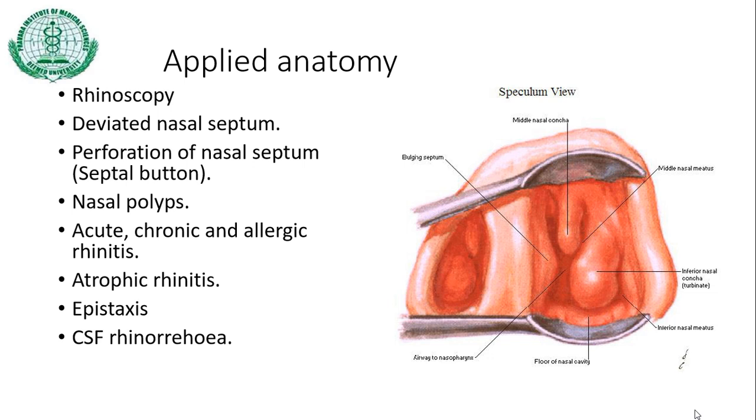Then CSF rhinorrhea. Here, if there is trauma, then the protective fluid of the brain comes out through the nose and the sinuses, and it appears as a watery, runny nose. In most cases, it occurs because of major accidents where the bones of the face and the skull have fractures.